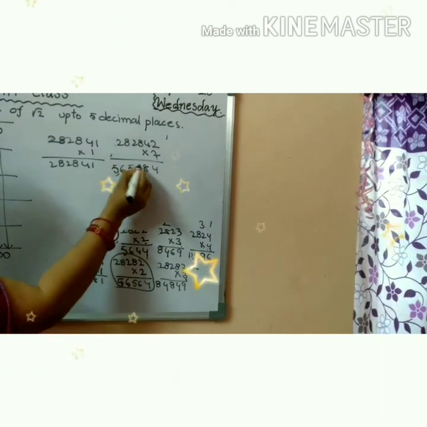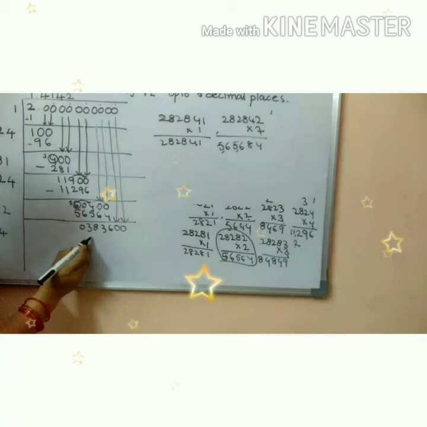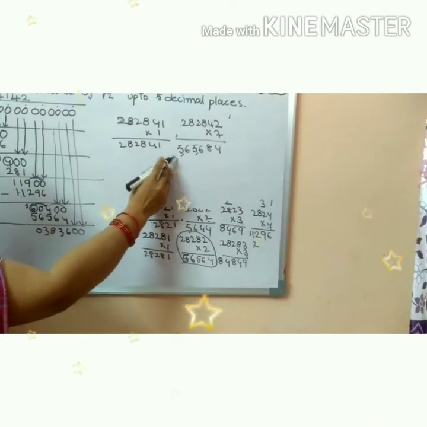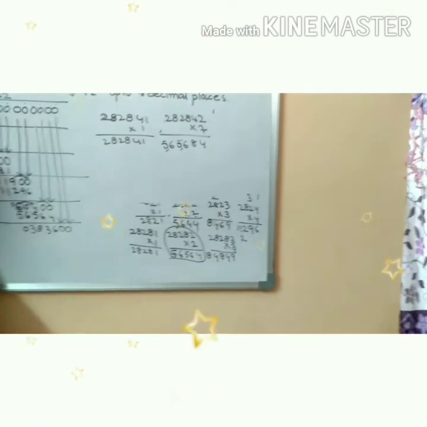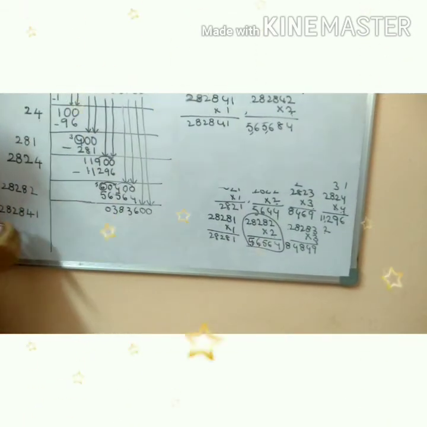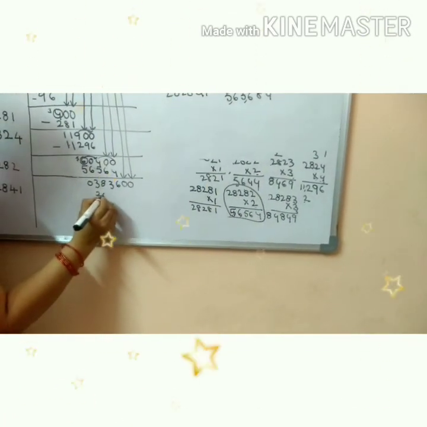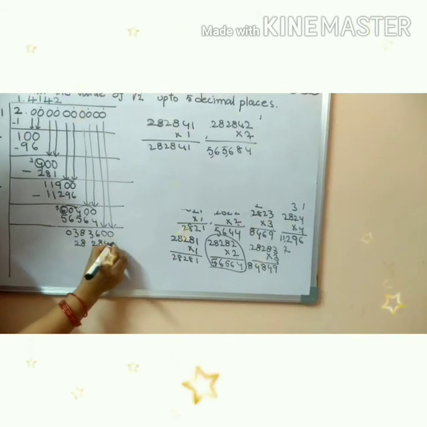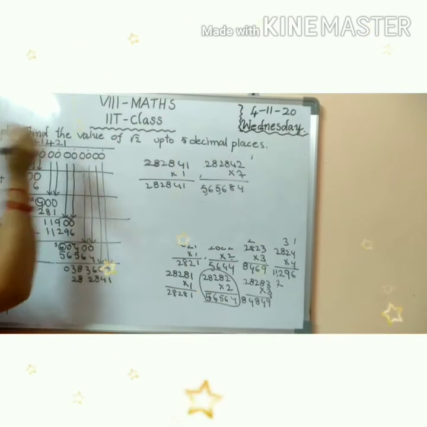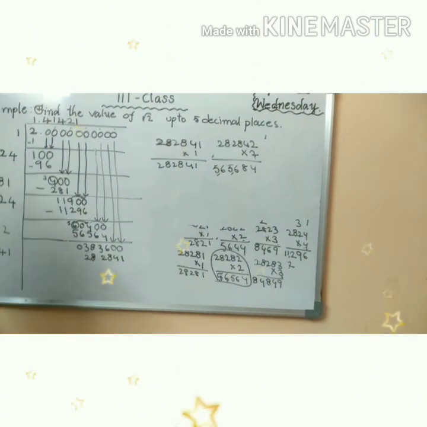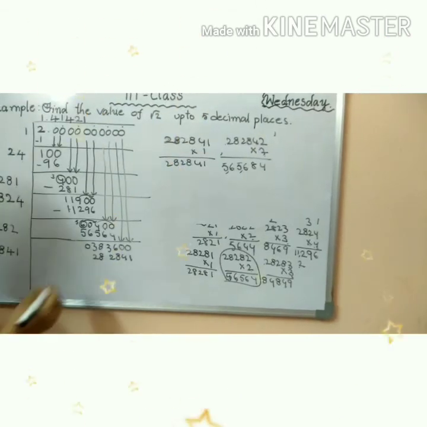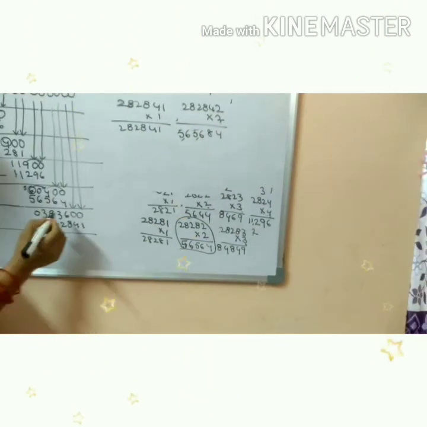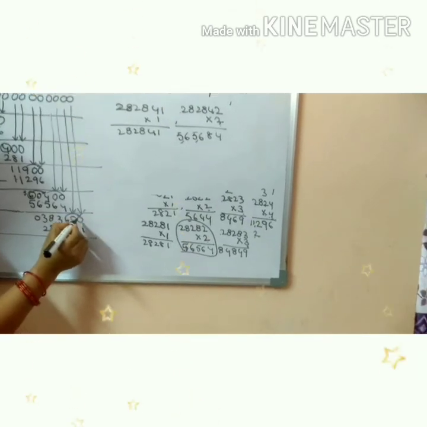5,65,684. So in this case, here 3 lakhs only is there, but here 5 lakhs. So it is possible for one time into 1. 2, 8, 2, 8, 4, 1. So here also write the 1. Next, up to here borrowing.